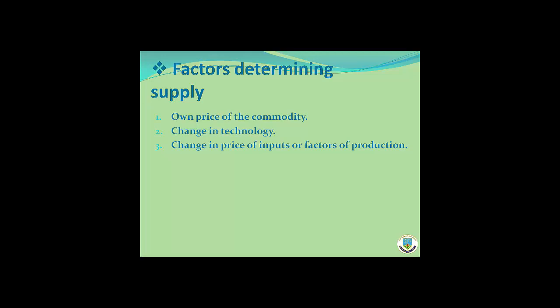I'll give you an example, students. To make ice cream, firms need various inputs like sugar, machine, labor, etc. When the price of one or more of these inputs rises, producing ice cream will become less profitable and firms will supply less ice cream.